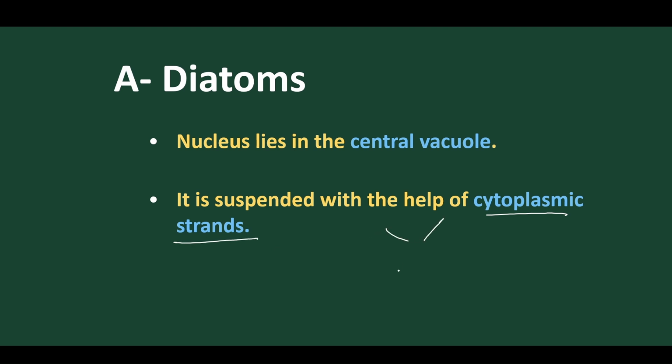So these cytoplasmic strands are present which hold the nucleus, and these cytoplasmic strands come from the vacuolar regions. Got it? So the vacuole gives out the cytoplasmic strands that hold the nucleus at the center. The vacuole is present at the center, the nucleus is also present at the center, but the nucleus hangs on the surface of the vacuole. Got it?